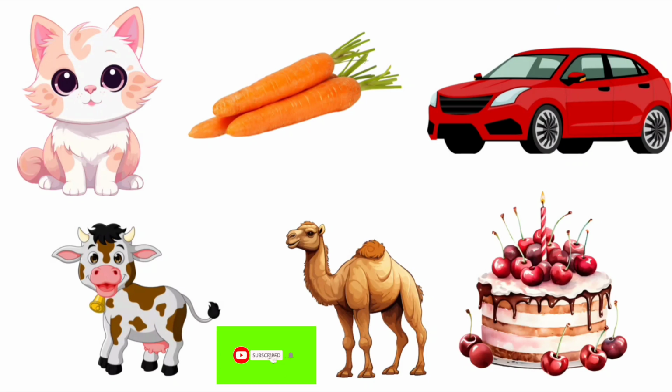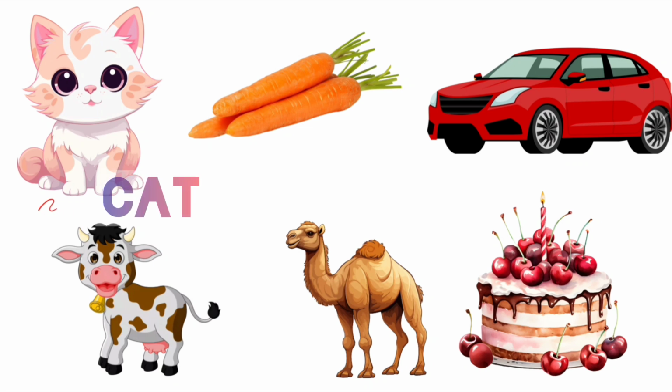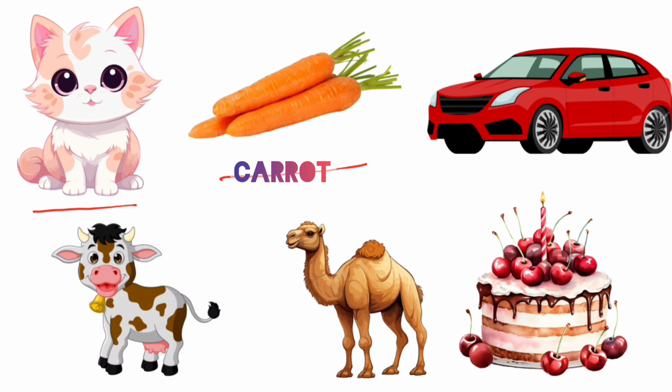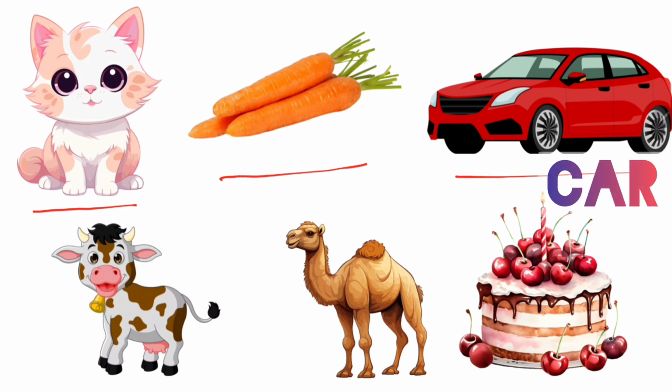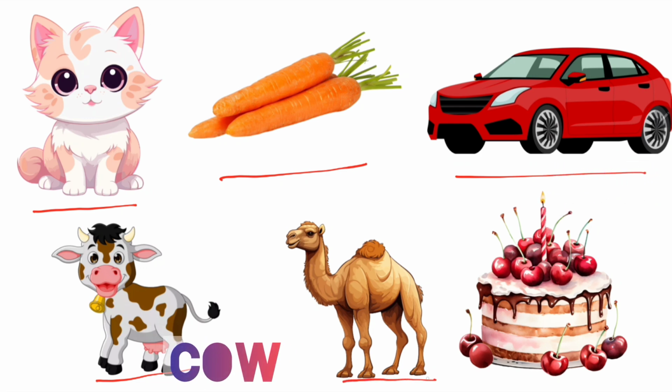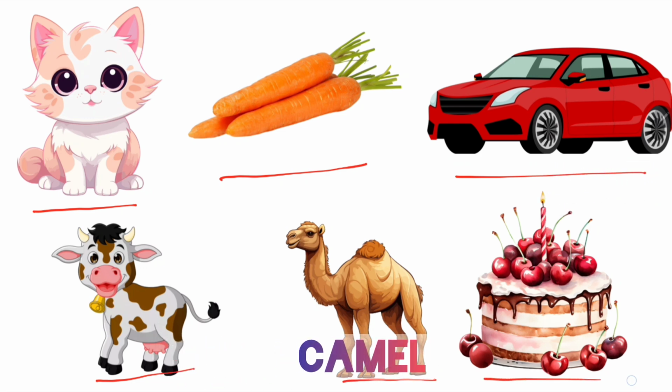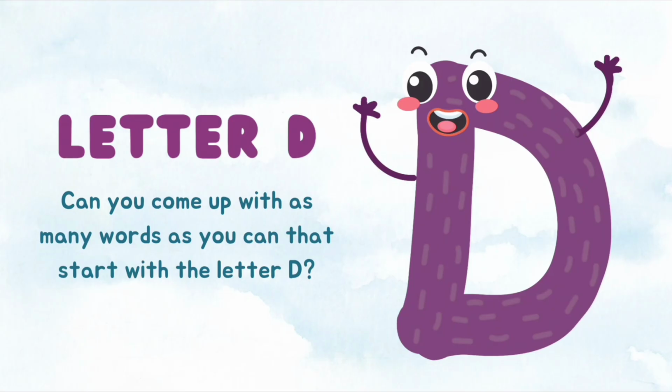Starting with letter C. C for cat. This is a cat. C for carrot. Carrot. C for car. C for cow. C for camel. C for cake.